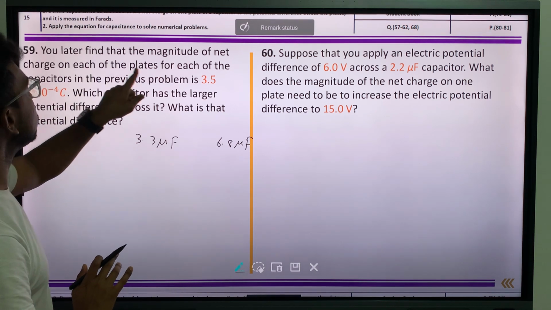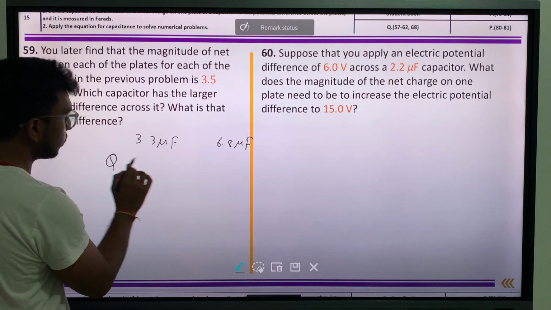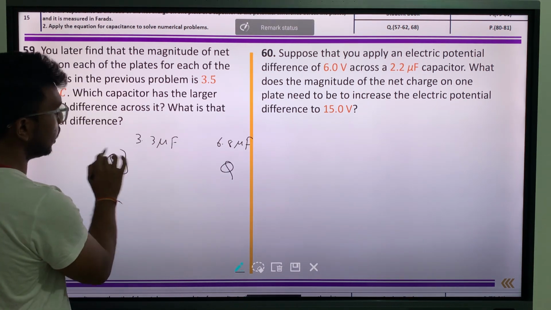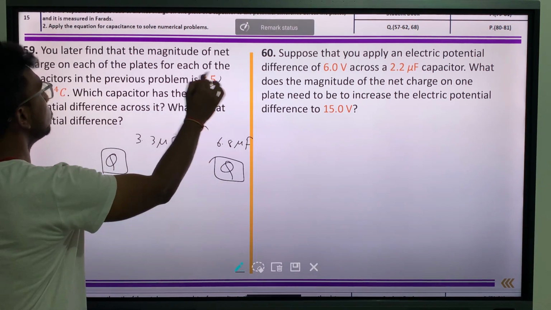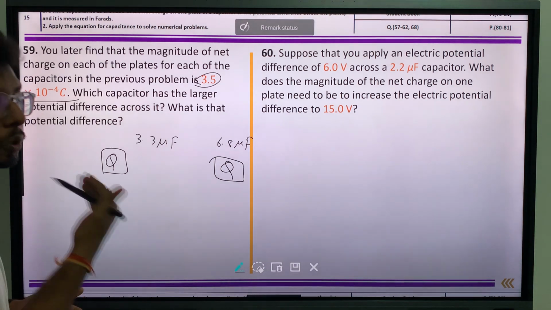The net charge on each of the plates for each capacitor in the previous problem is this. The charge on this and the charge on this is the same. They are saying here it is Q, and here also it is Q. The value is 3.5 times 10 to the power minus 4. Which capacitor has the larger potential difference?